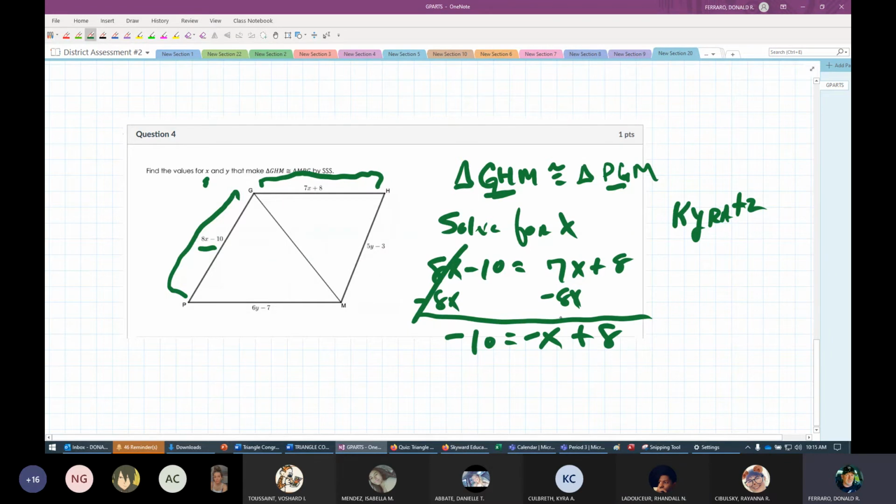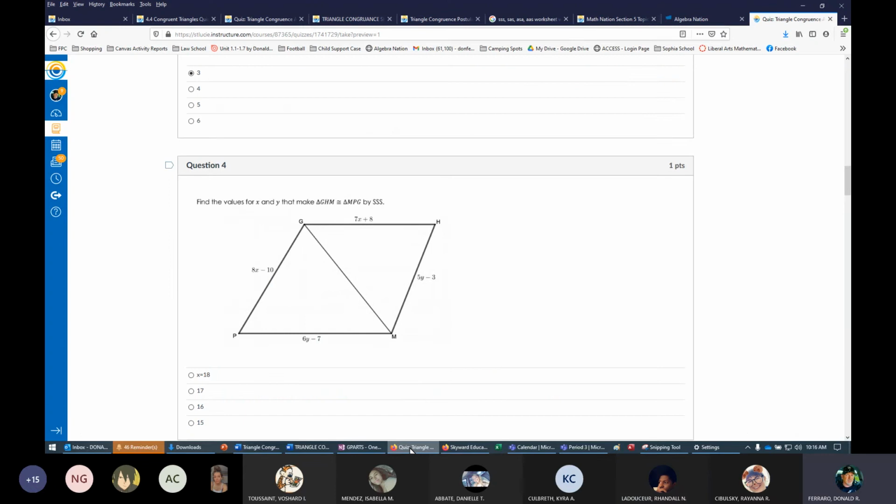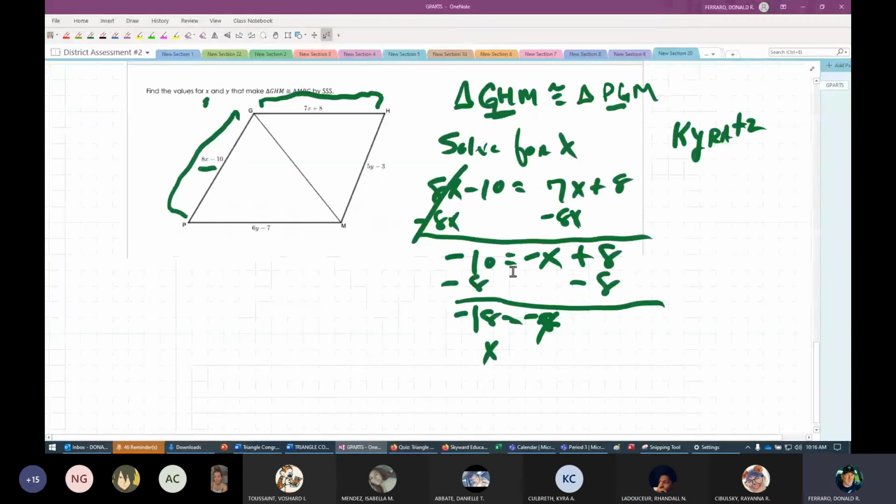Now, I need to move my 8 over to the other side. How do I do that? You just put minus 8 on both sides. So I've got negative 10 minus 8, which is going to be negative 18, is equal to negative x. There's something that is wrong over there. Hold on one second. I just want to take a look at something. Yes. So x equals 18.